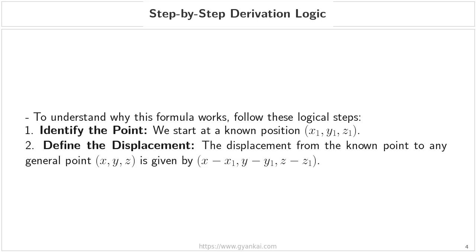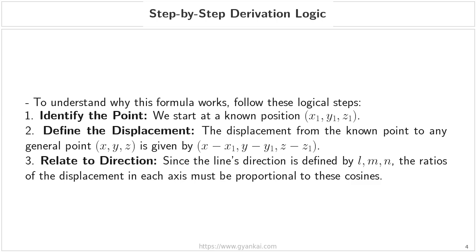Second, we need to define the displacement. Imagine we pick any other arbitrary point on that same line and call it x, y, z to find the distance and direction between our starting point and this new point. We calculate the displacement. This is found by subtracting our starting coordinates from our new coordinates, giving us the vector x minus x sub 1, y minus y sub 1, and z minus z sub 1.